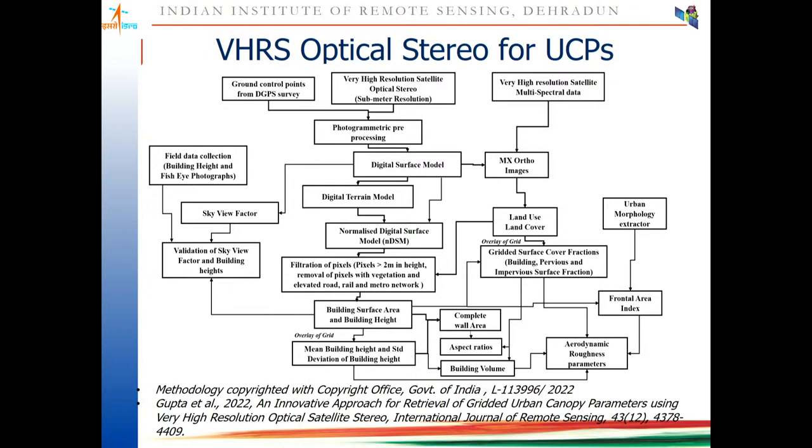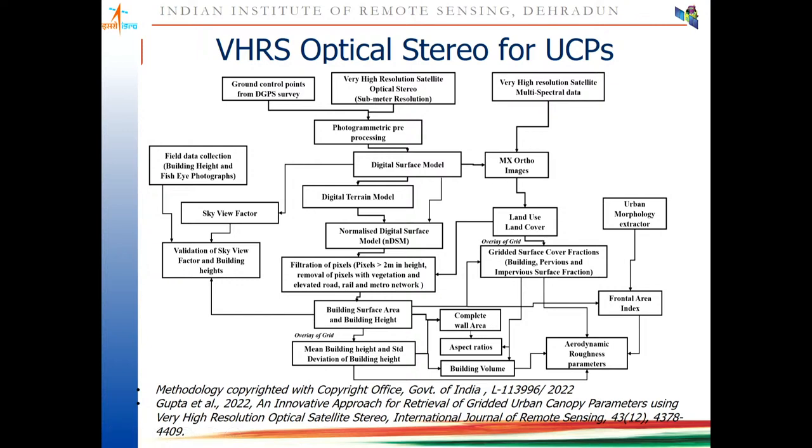Digital surface model is the surface model of an urban area, and that includes the height of above ground objects like buildings, vegetation and others. And digital terrain model is when you remove the above ground objects from this surface model, then it is basically the terrain model, that is digital terrain model. So when you subtract digital terrain model from digital surface model, you get a normalized digital surface model, that is NDSM, and this NDSM contains the height of your buildings, vegetation and all above ground objects.